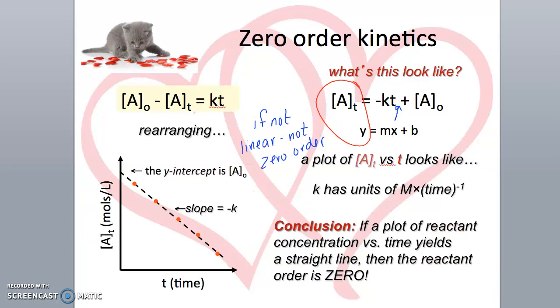We can rearrange our integrated rate law for a zero order reaction so that it is in the y equals mx plus b format. This shows us that if we plot our concentrations of reactants on the y-axis and time on the x-axis, the slope of our line will be equal to negative k, and the y-intercept will be our initial concentration. Remember, k is always positive, so if the slope is negative, we take the negative of the value so that we have a positive k.